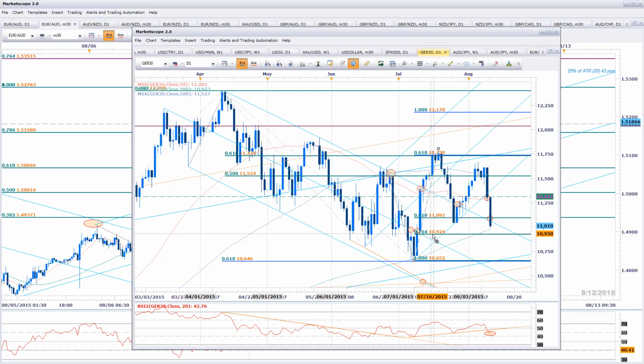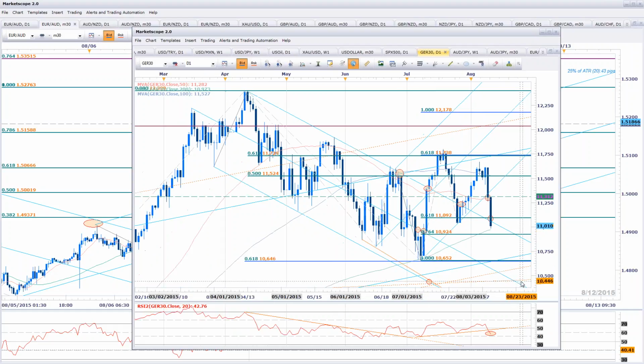10,924. But nice move and an objective break of the monthly opening range. So it looks pretty good.